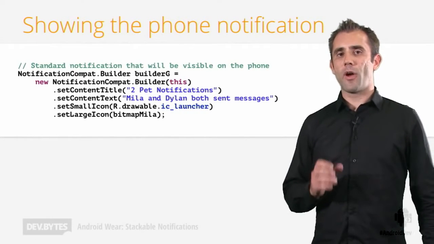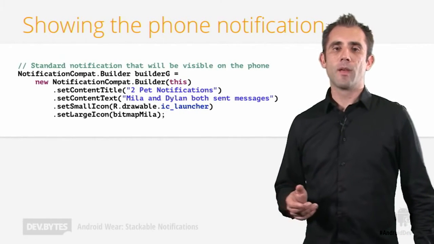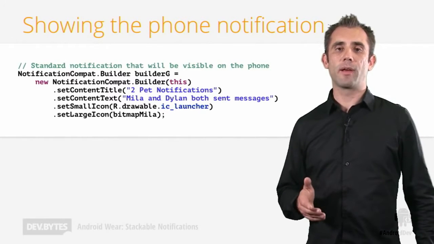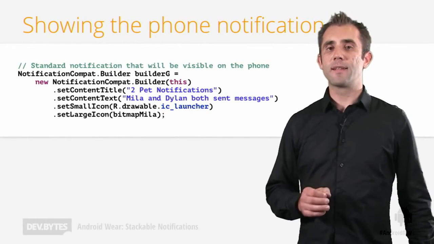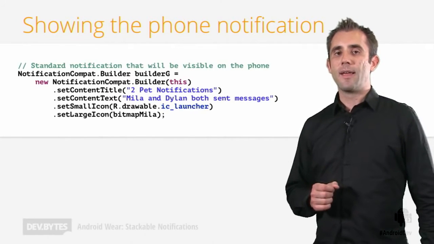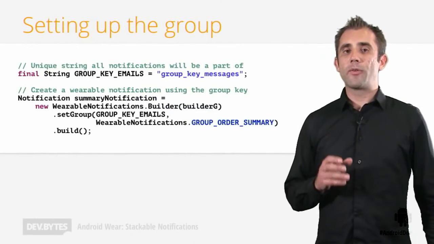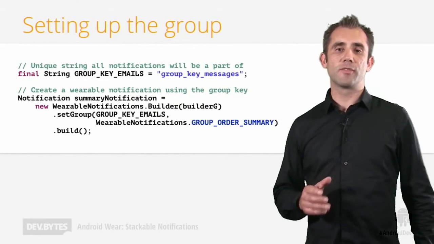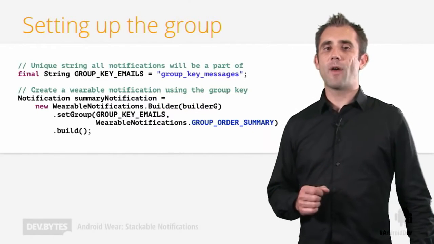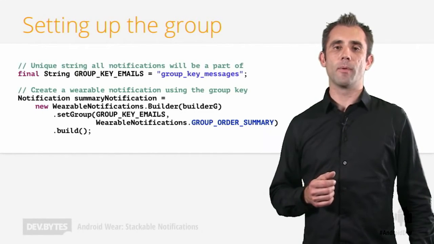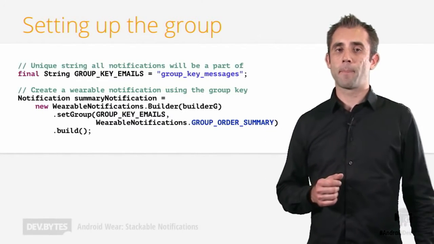So let's work through the code that was used to create this example. Firstly, this is the code that you would already be using to create a notification appearing on your phone. One of the nice things about the Android Wear APIs is that it leverages much of your existing code. Now, we create a notification that uses a group key string. This is a global identifier that Android uses to know which notifications should be grouped together on the wearable. It can be any string that you want.